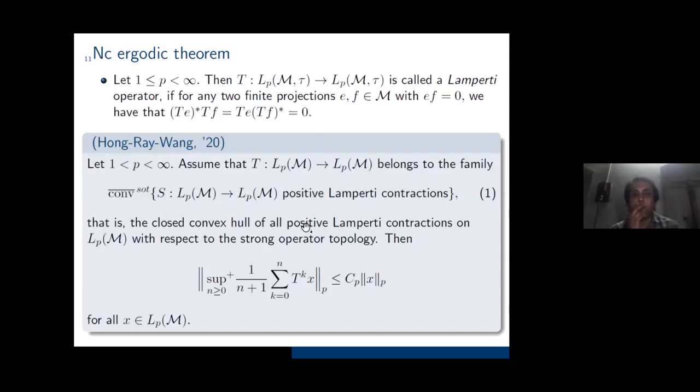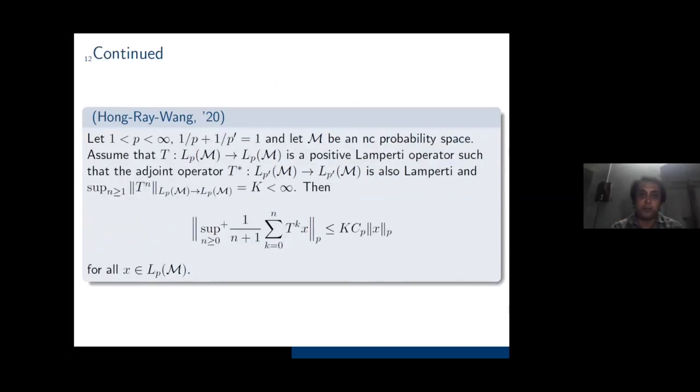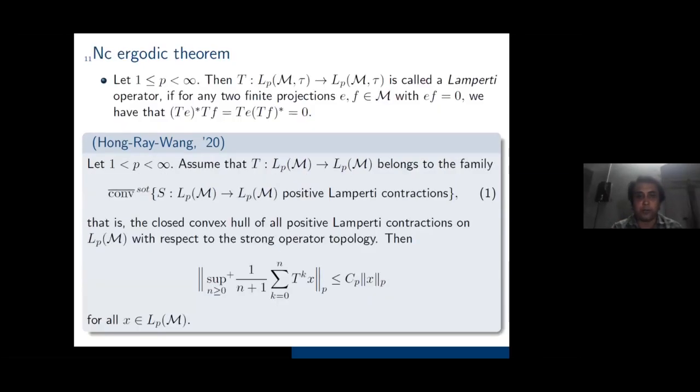Okay, we have a good class, but we cannot deduce Junge-Xu. So there are many difficulties to prove this theorem. But I'll come to that later.